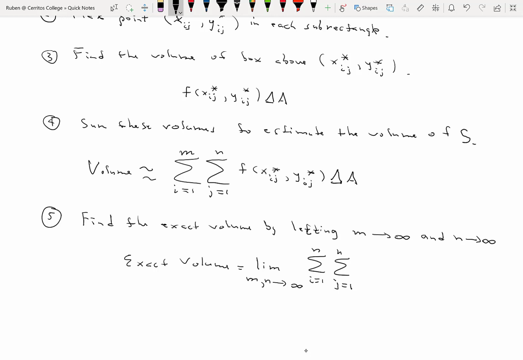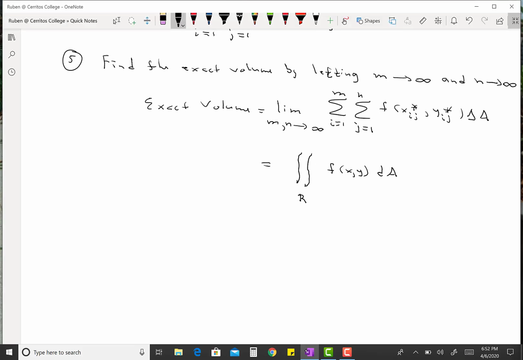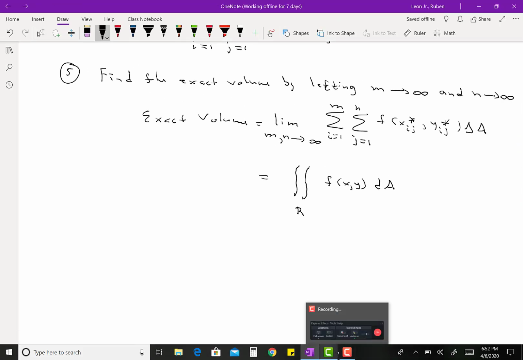The sum over i from 1 to m, f of x sub ij star, y sub ij star, delta A. And this is the definition of the double integral of the function f of x, y dA over the rectangle R in the xy plane. Okay. So we're going to look at a specific example. If you're in the mood for a break, this would be a perfect time to break. And we'll continue right after the break.